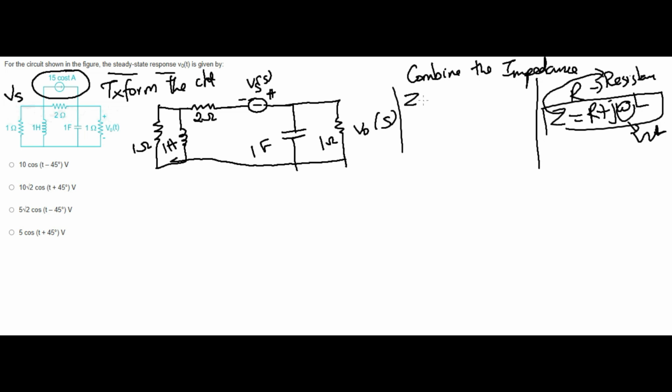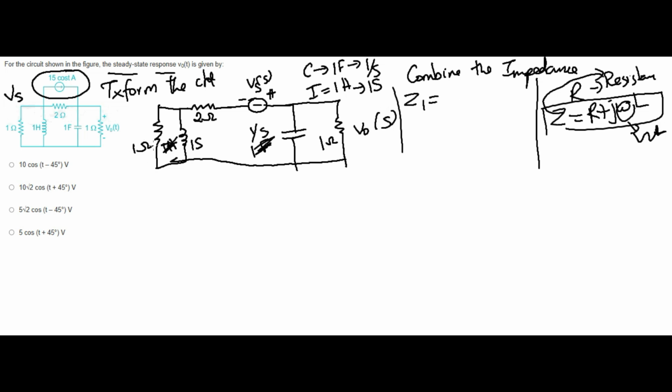Now I find Z1. Z1 is equal to, here, 1 parallel with the 1S. I have changed to the S domain. Capacitor 1 farad you have to represent as 1 by S. Inductor 1 H you have to represent as 1 into S. Resistance, no problem.